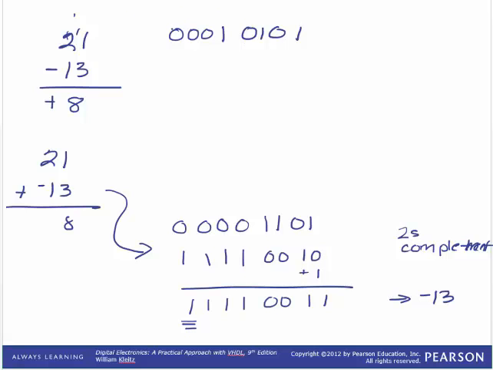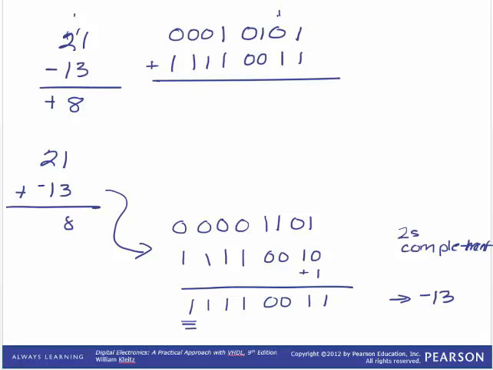This number up here, 21, the most significant bit is a 0, so that means it's a positive number. So let's add positive 21 plus negative 13. 1, 1, 1, 1, 0, 0. That's negative 13. Add them up.